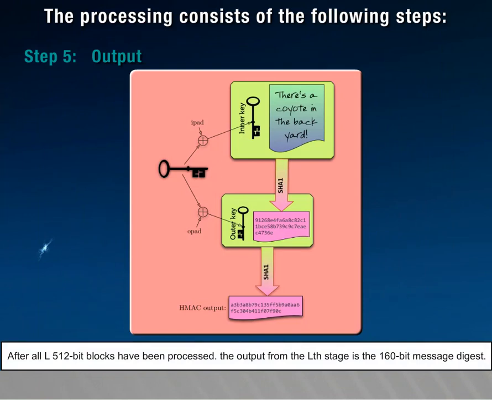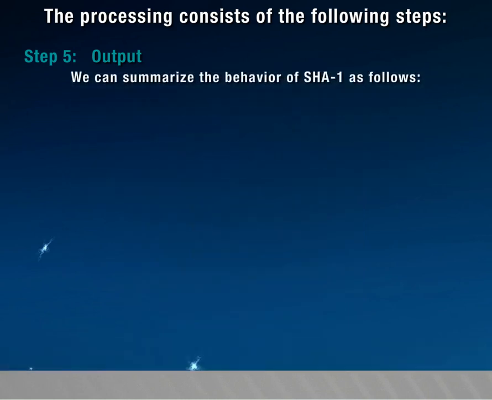After all L 512-bit blocks have been processed, the output from the L stage is the 160-bit message digest. We can summarize the behavior of SHA1 as follows.